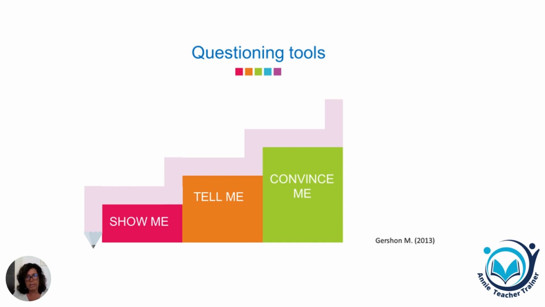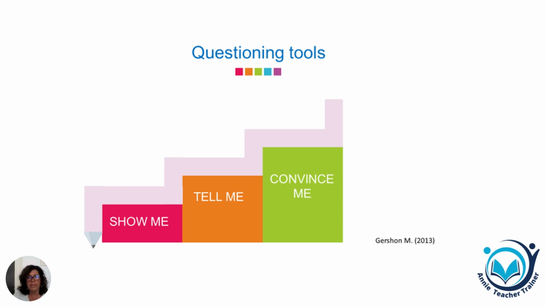So we are asking different questions to different learners at different times. And as a result, we can personalize the questions. We go to one group, for example, and they are struggling, so we focus just on the show me. Then we go to another group and they are finding the task easy. So you jump straight to the convince me.